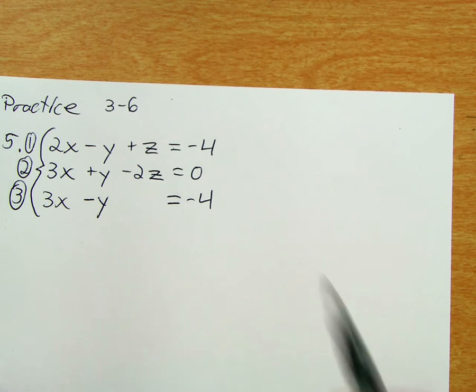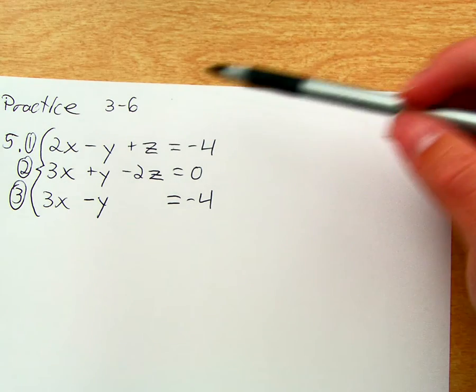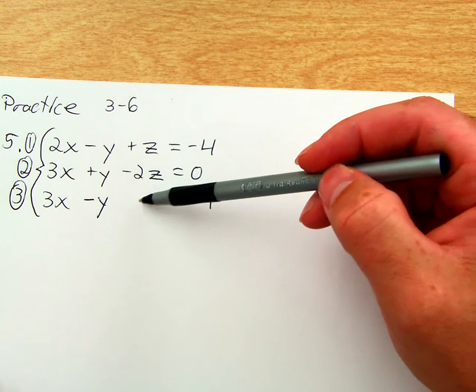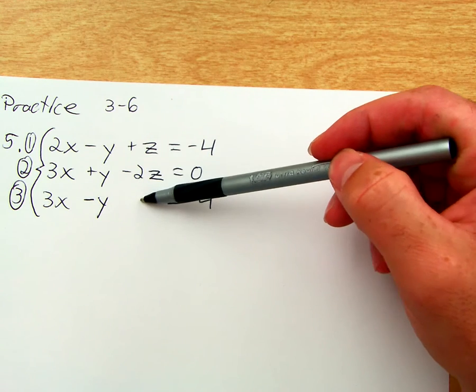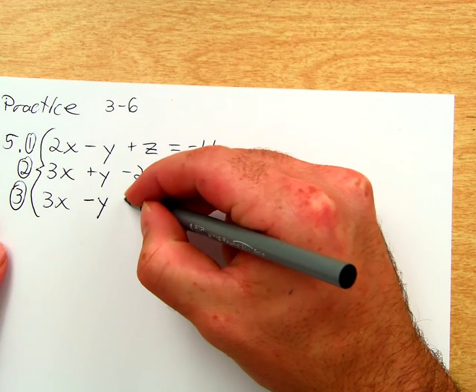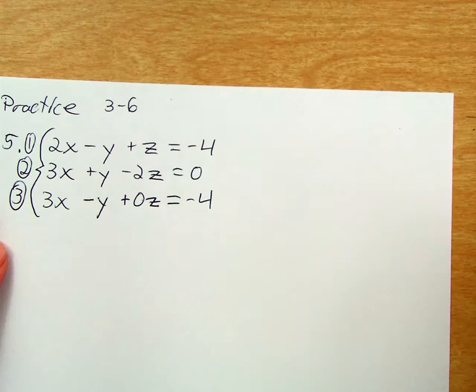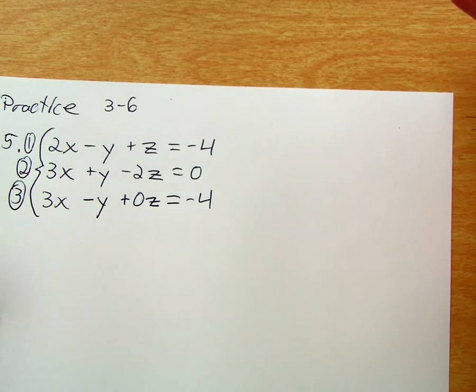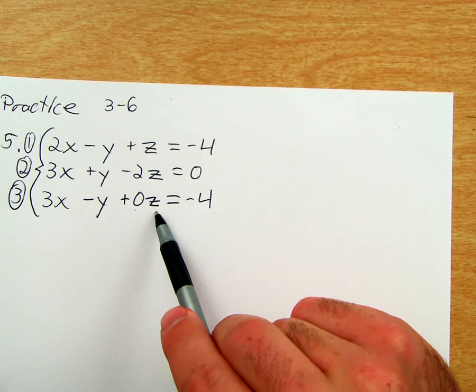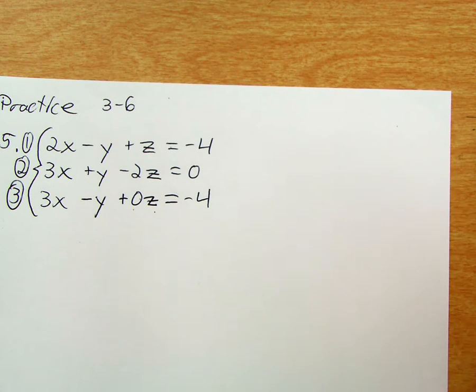Alright, so this is number 5 for the homework for tonight. And you're missing a z here. There's no z term. Whenever that happens, you can just write it as plus 0z, just as a placeholder, so that you can see a z value there. Obviously, 0 times whatever z is just 0, so you're not changing the equation at all.